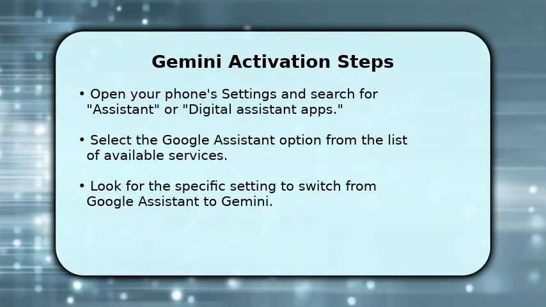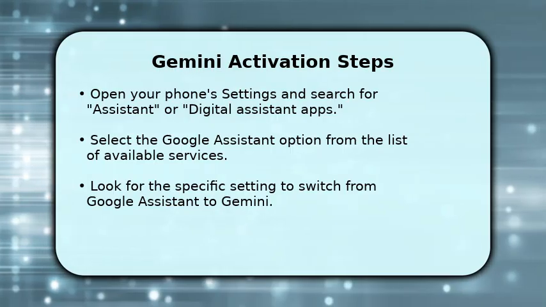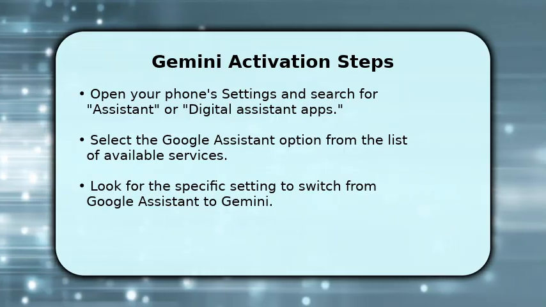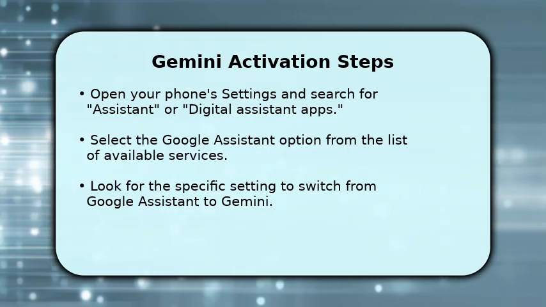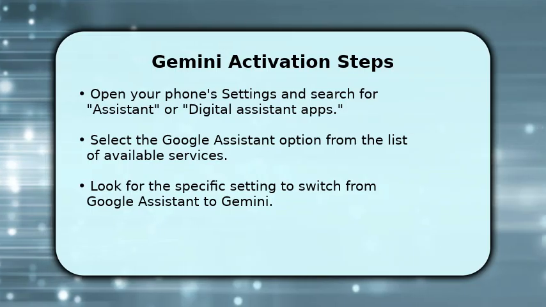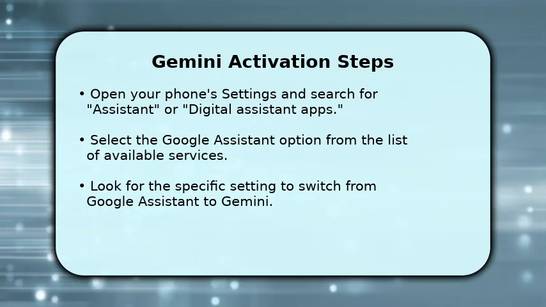Now let's dive into the settings. Open your phone's main settings app. You can use the search bar at the top to quickly find Assistant or Digital Assistant apps. Once you locate it, tap on the Google Assistant option.